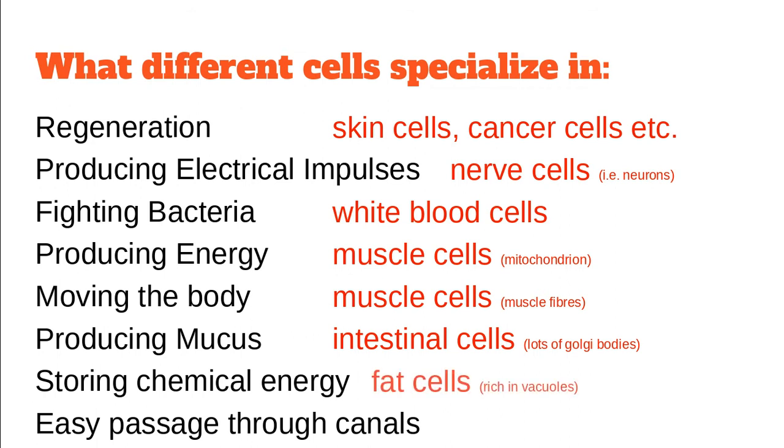Storing chemical energy, we're talking about fat cells. Fat cells are rich in vacuoles. That vacuole holds that chemical energy in the form of fat. And easy passage through channels or canals, red blood cells. We'll talk about these in a couple slides. They have a very smooth exterior to them, and they're able to fit and bend through. Red blood cells carry the oxygen in our body, so they're able to get to every single one of those 30 trillion cells in our body. It's quite amazing.